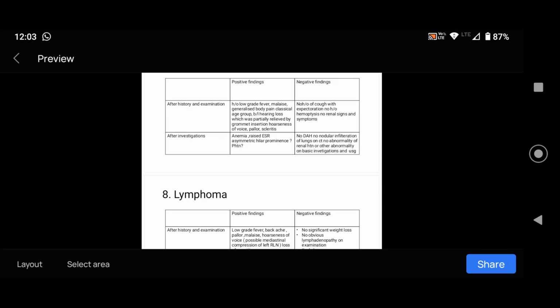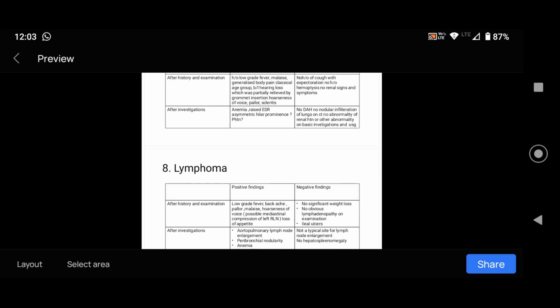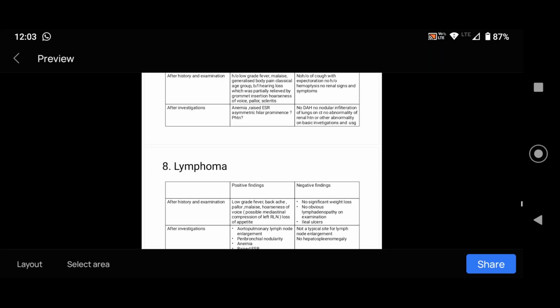But then again, the features which we had: no findings on CT and X-ray of any diffuse alveolar hemorrhage, any nodular infiltration of the lungs, or any renal hypertension. And the abdominal ultrasound and other investigations in the abdomen also did not find any anomalies in the organs, any organomegaly, etc. That was not there.